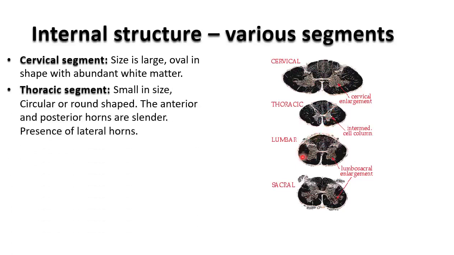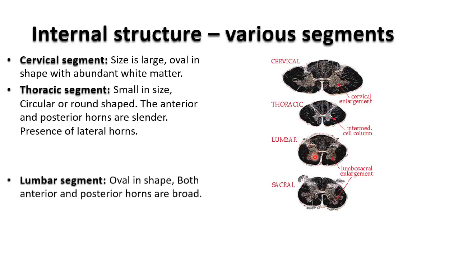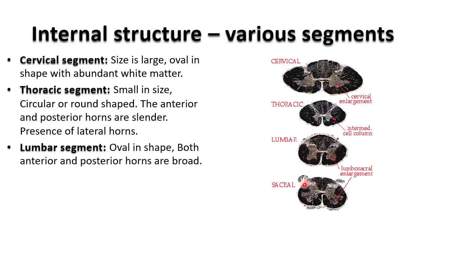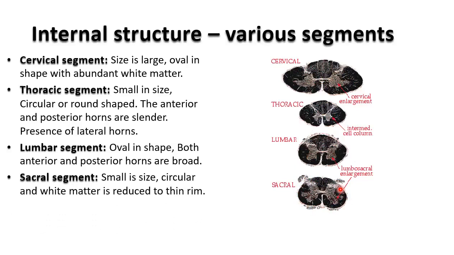Then lumbar, again if you see, it is slightly larger, and both the horns are somewhat broad. The ventral horn and the dorsal horn are broad. Then you come to the sacral, again it is somewhat round and small, and you see the white matter is almost reduced to a thin rim. So this has very minimal white matter. Very easy to remember, this is oval and large, again oval and large alternatively. These two, thoracic and sacral, are actually round and small.